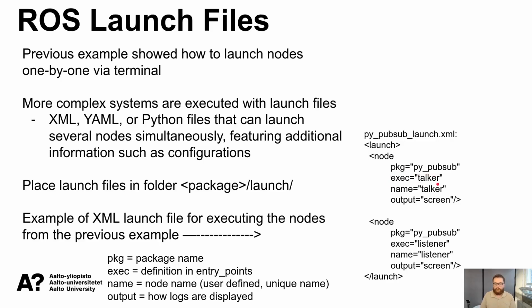So we have the talker, and the name for the subscriber. We are using a name for the node that is unique, and we are also providing an output, so where the logs are being displayed. Here we set it as screen, which means that the logs are printed in your terminal. And then the same thing for the subscriber in this example.